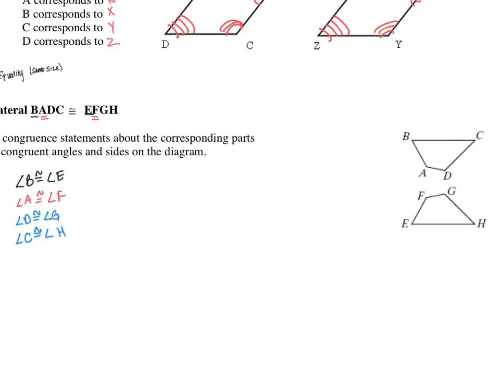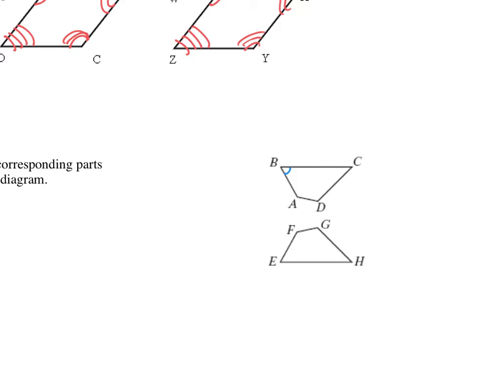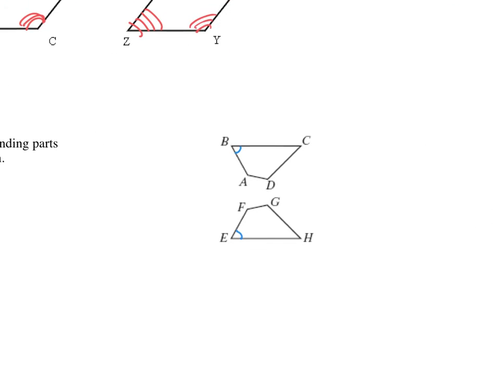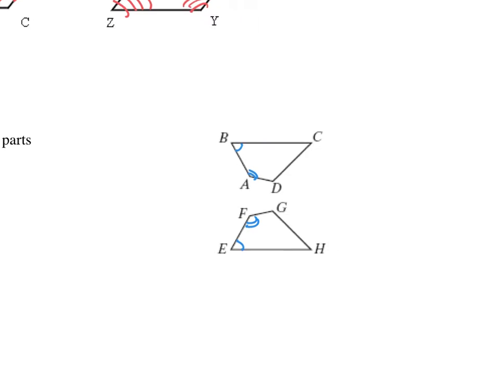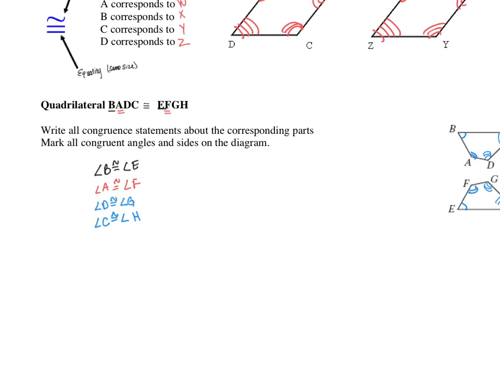Now I'm going to mark my image. So one semicircle on B, one semicircle on E. Two semicircles on A, two on F. D and G are congruent: 1, 2, 3, 1, 2, 3. And then last but not least, C and H: 1, 2, 3, 4, 1, 2, 3, 4. Perfect. So that's how I mark my angles.